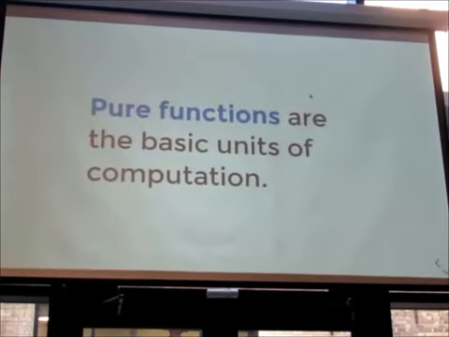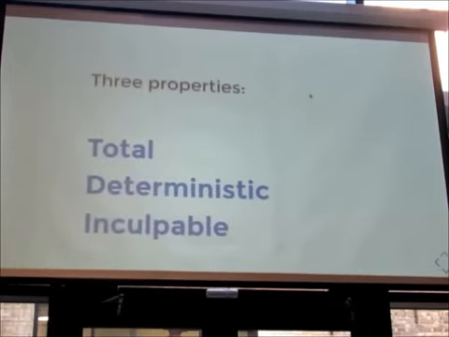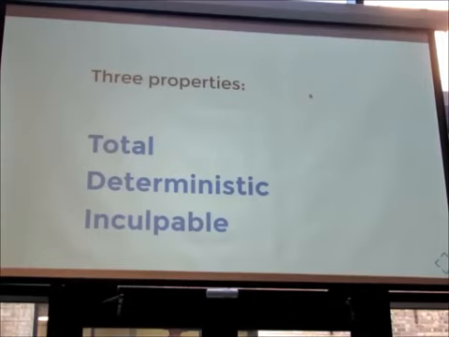So, I just spoke about how functional programming is based around pure functions that model computation given a certain set of rules. If we talk about pure functions, the properties can be broken down to roughly three categories. One is pure functions are total, they're deterministic, and they're inculpable. These three words probably sound like not much, so let's actually step into these and figure out what they mean.